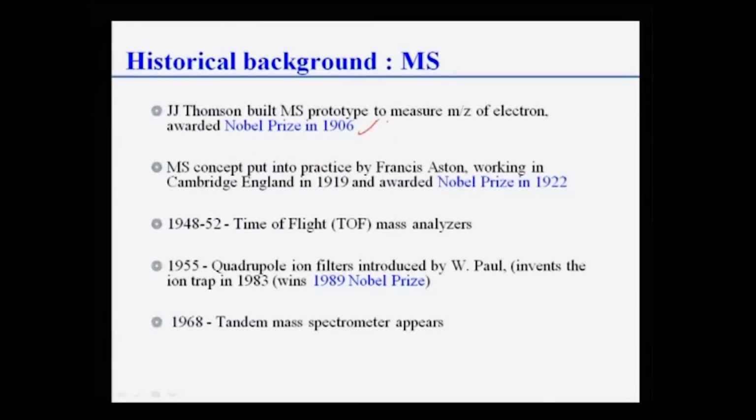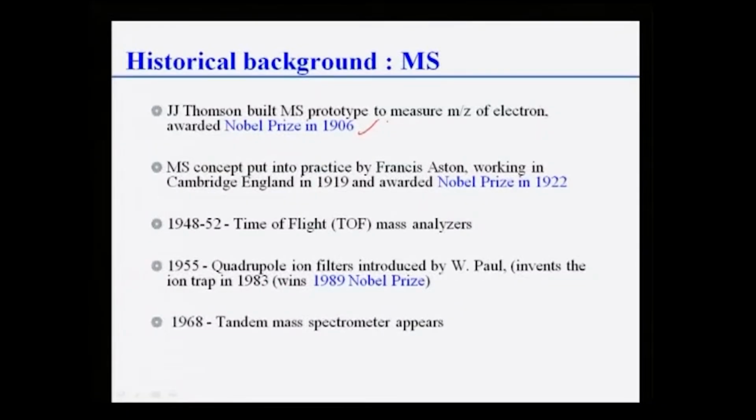Different kinds of mass spectroscopic techniques came into picture, but the real problem in dealing with mass spectroscopy was the vacuum systems. In the early 20th century, basically 1910 to 1930 and 1935, vacuum technology was not so well known. So the technique has not progressed much. Only in 1948 to 52, in the post Second World War era, the important time of flight mass analyzer came into picture and changed the scenario.